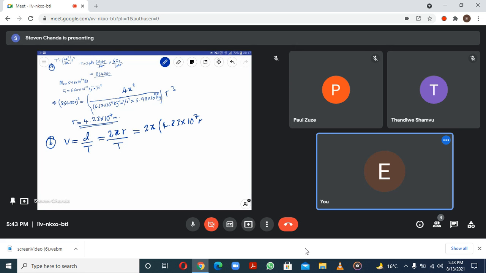and then we've got the period. The period, then the speed is going to be, so this should be the speed of the satellite, okay? So that should be the speed of the satellite.